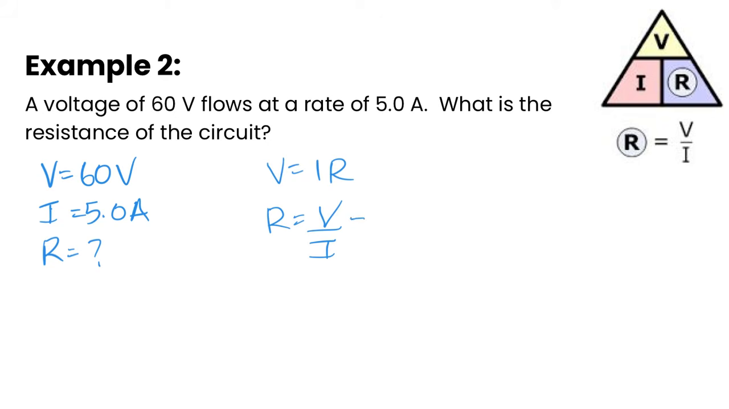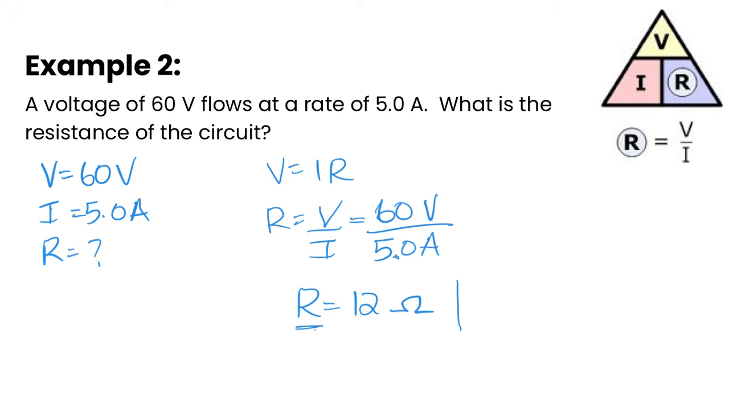And so if we substitute in our numbers, our voltage is 60 volts. Our current is 5.0 amps. And solving this gives us 12. And remember, our units are going to be in ohms. So that's 12 ohms.